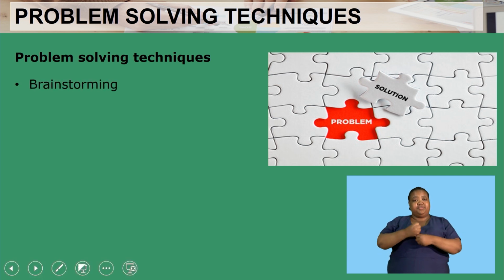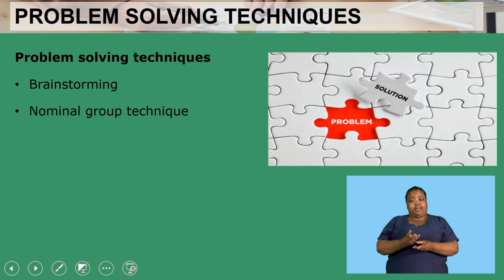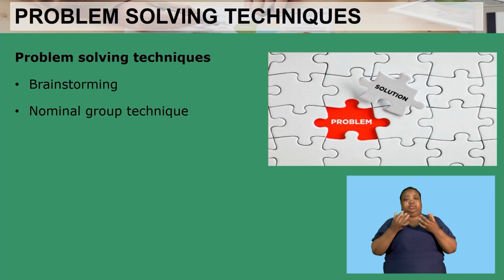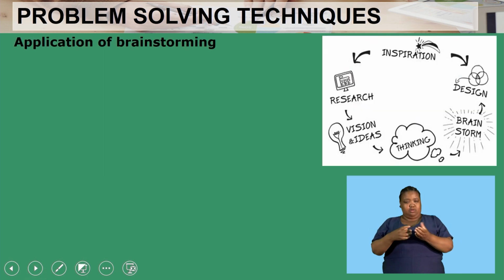In grade 12, we've got 4 problem solving techniques: brainstorming, nominal group technique, force field analysis, and Delphi technique. However, for this lesson, we will only be focusing on these 2, the brainstorming and nominal group technique. Right, we're going to start with our application. For every problem solving technique, we've got an application and it has its impacts. So remember, the impacts, it refers to what? To the positives and the negatives.